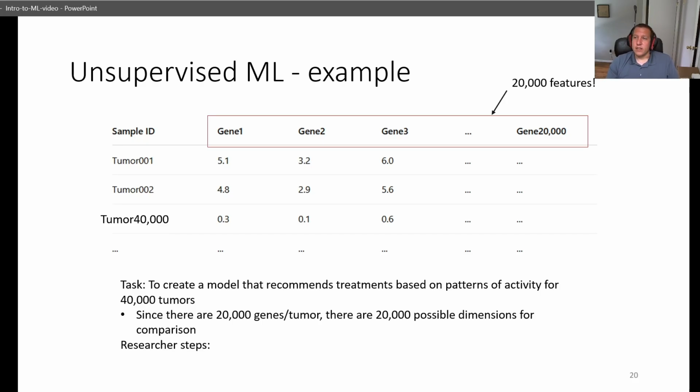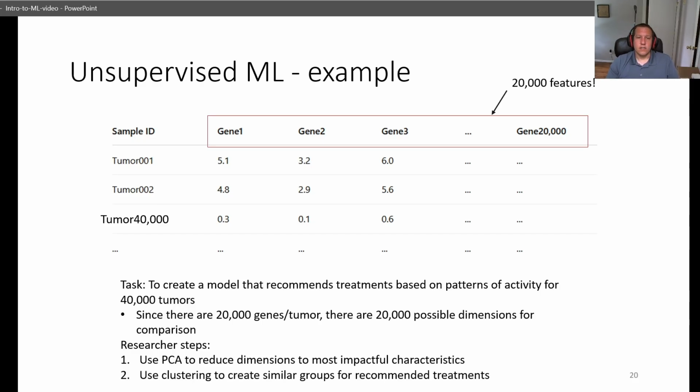So instead, we can use unsupervised learning to help simplify and identify patterns for analysis. What we're going to do here is use principal component analysis to reduce dimensions to the most impactful characteristics. And then we'll use clustering to create similar groups for recommended treatments.